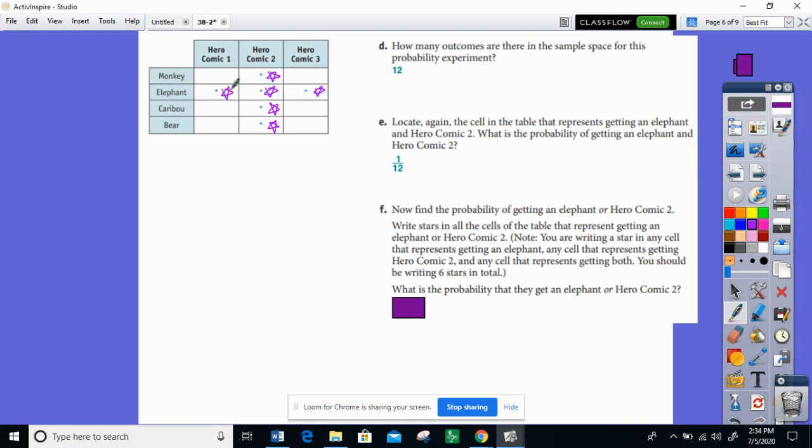So how many stars did we just put down? 1, 2, 3, 4, 5, 6. So that means the probability that we get an elephant or Hero Comic 2 is 6 out of 12 possibilities in the sample space, which would reduce to 1/2.